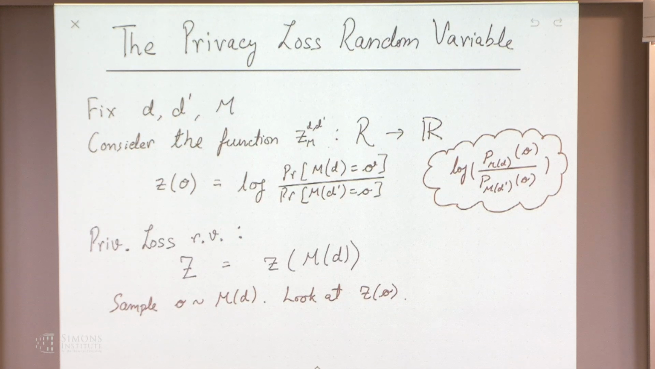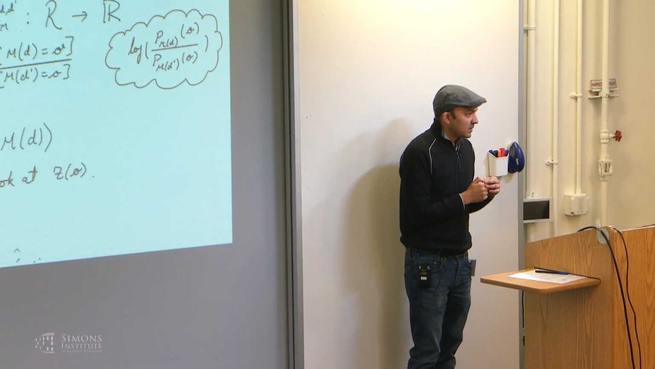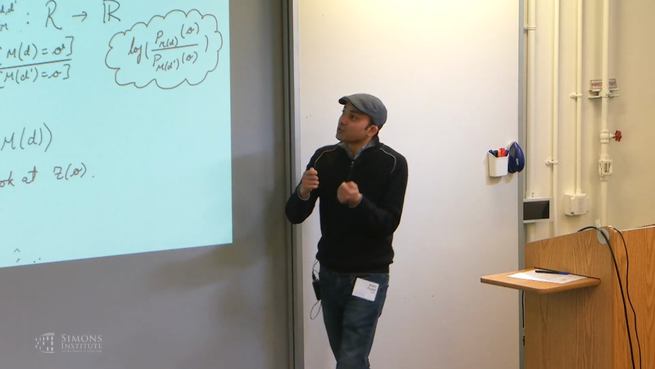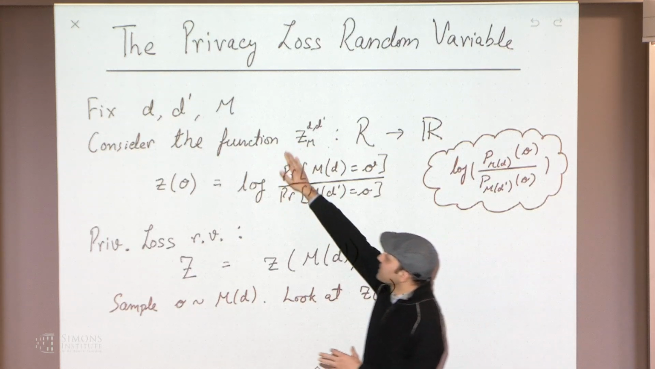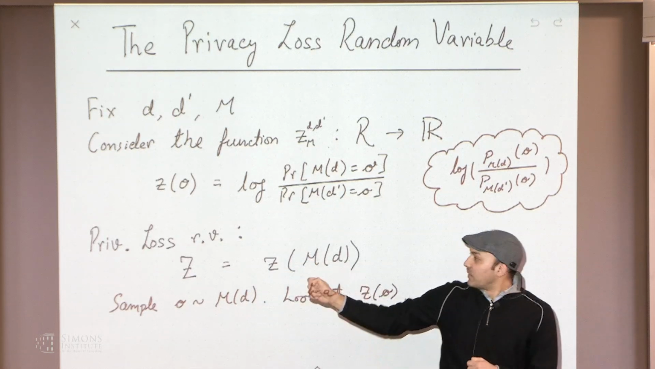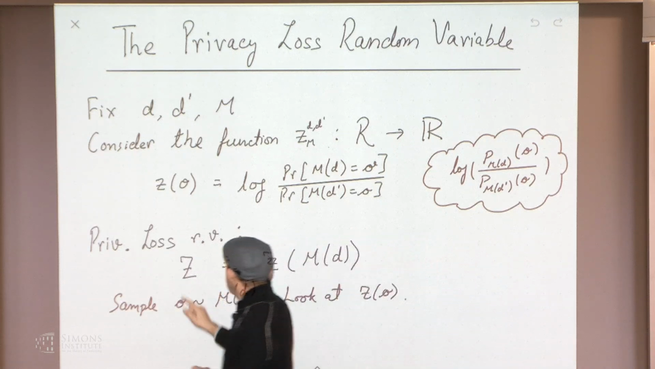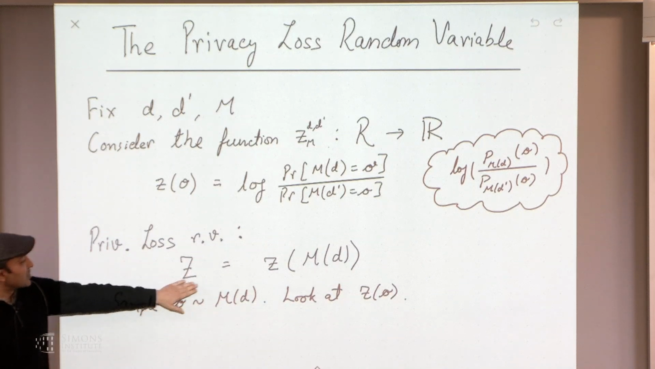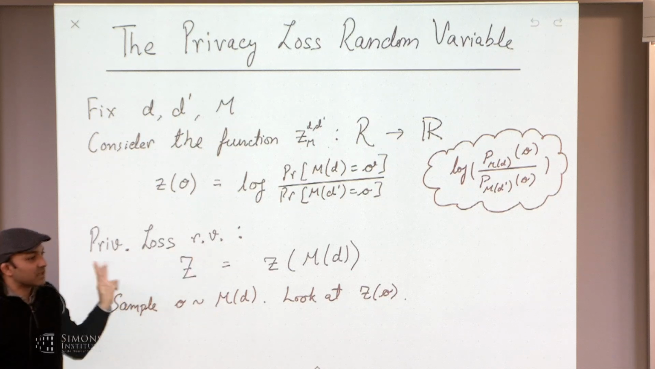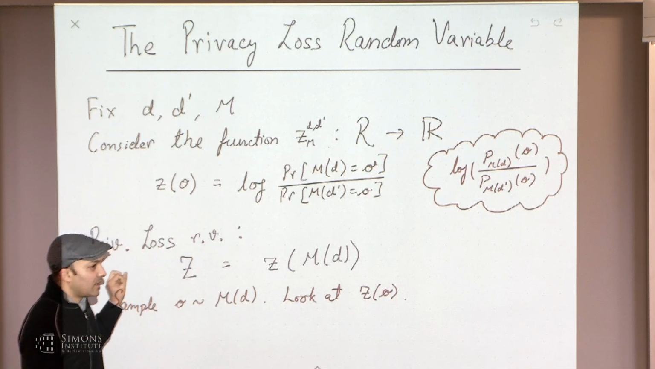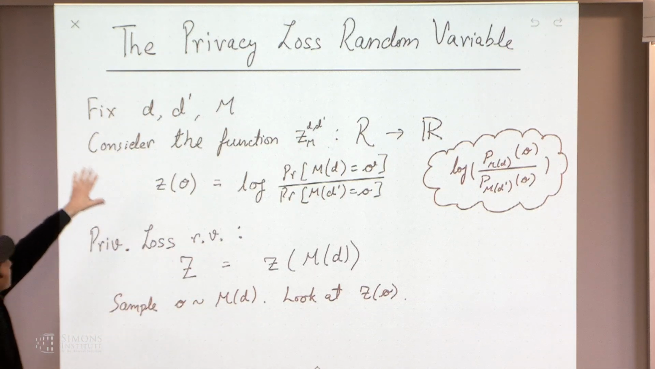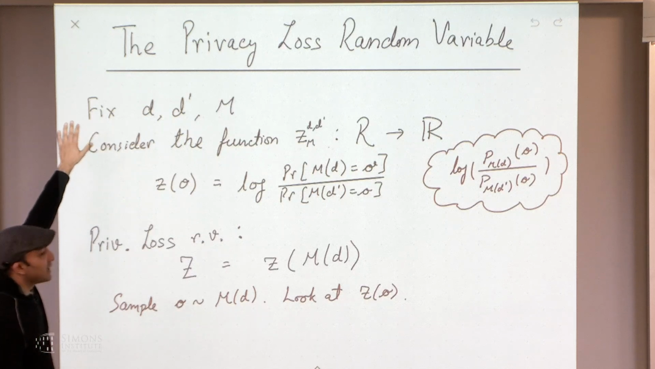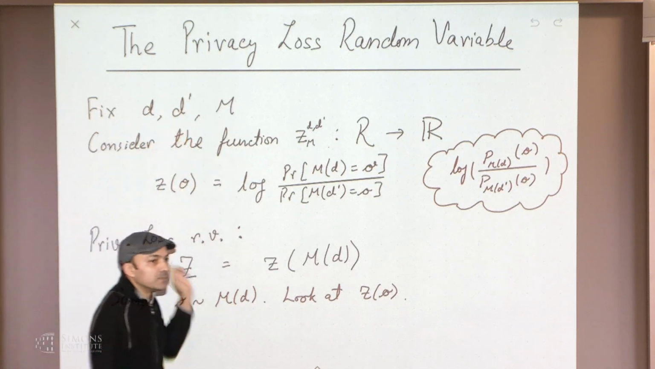Yeah. So this function depends on D prime. I'm a little confused on what they are. So D and D prime are two neighboring data sets. So I'm fixing two neighboring data sets, fixing the mechanism, and looking at this random variable z. To be precise, this z is a function of M, D, and D prime. There are three parameters associated with this definition. I'll omit them when convenient, but for the whole talk, we will fix D, D prime, and M.